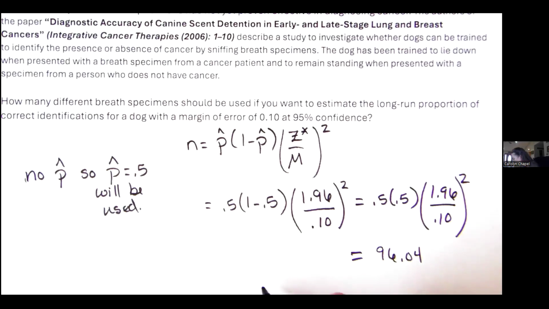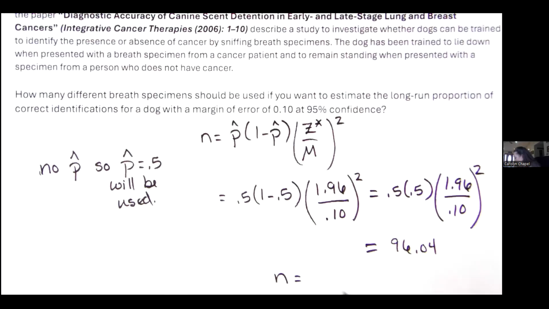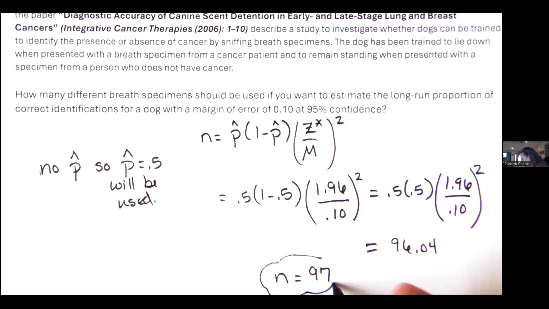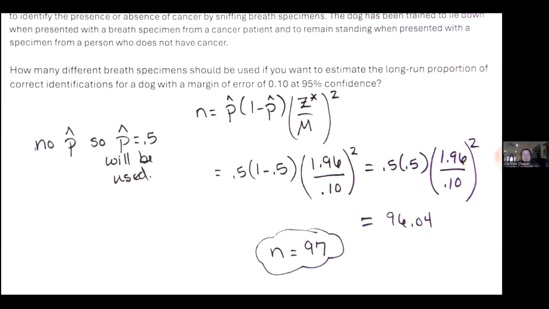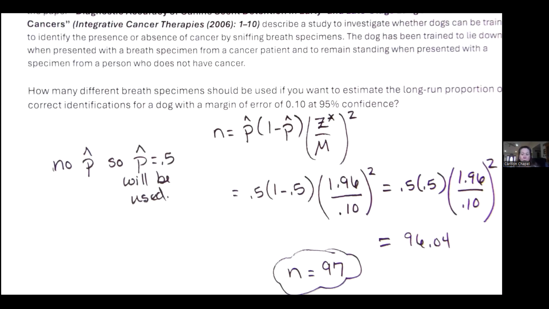So again, this is an n. N is a sample size, which has to be a whole number, and we always round up when estimating our sample size, because we want to make sure that we get the accuracy that we need. And if we didn't, we might not quite get the margin of error that we want or the confidence level that we wanted. Okay, so there is how we can find our n values when we're talking about proportions.